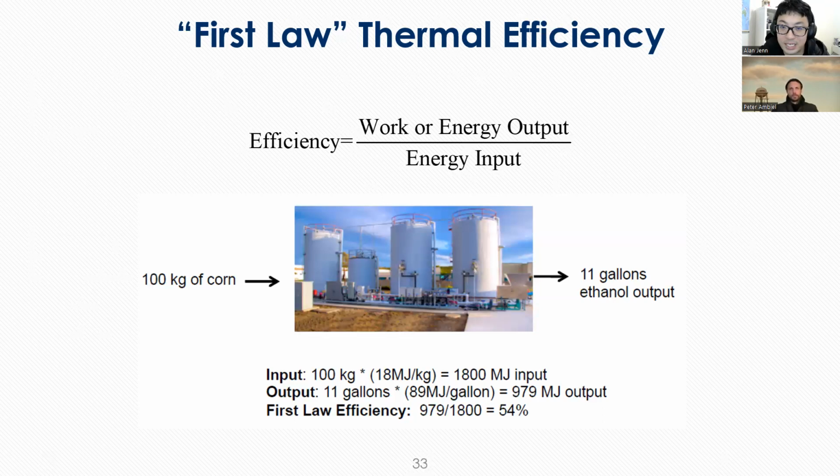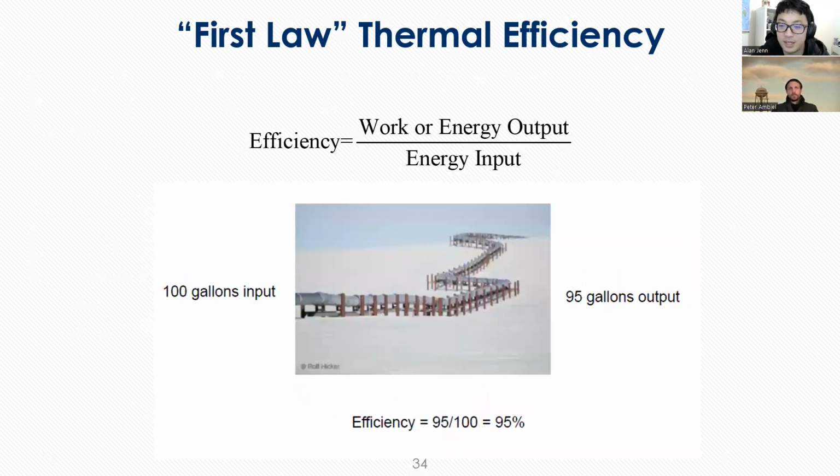But again, it doesn't have to be in those units, right? So in this case, what is the efficiency of this pipeline? Let's say you have 100 gallons of fuel going into it and you only get 95 gallons out of it. Efficiency is just 95 over 100, so 95% efficient.